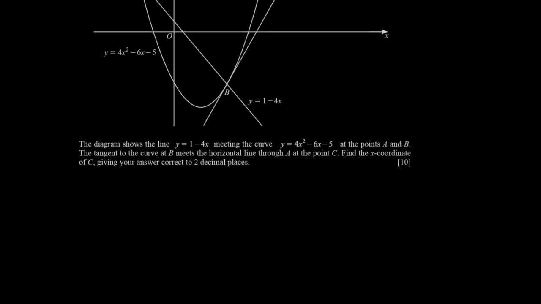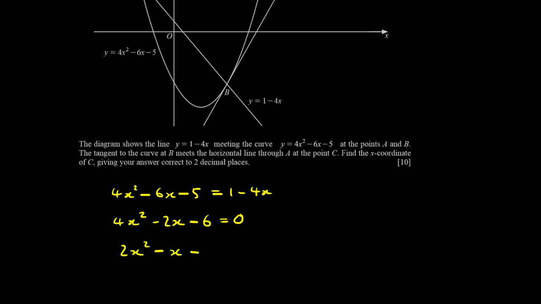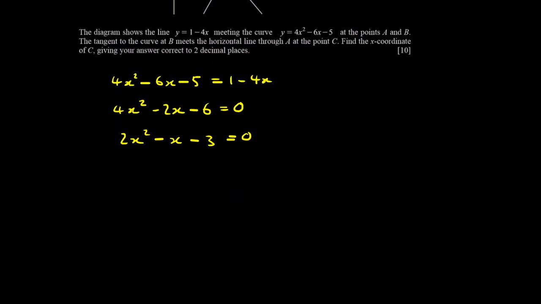So let's do that. We want to set 4x squared minus 6x minus 5 equal to 1 minus 4x, right? So we set the curve equal to the line, and we're going to rearrange that. Add 4x to both sides, so we get minus 2x, subtract 1 from both sides, so we get minus 6 equal to 0. I think I can divide both sides by 2, so 2x squared minus x minus 3 is equal to 0. And we're going to want to factorize that.